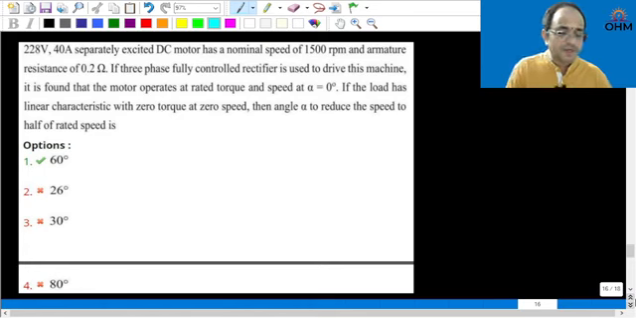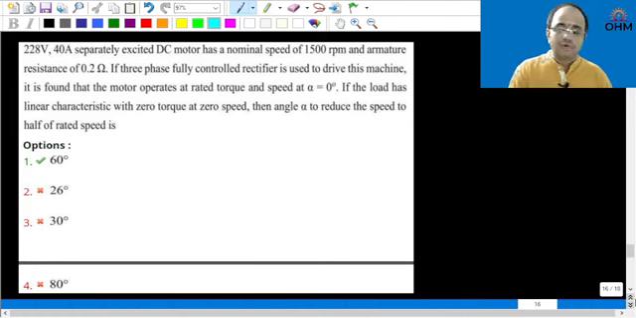A 228 volt, 40 ampere separately excited DC motor has a nominal speed of 1500 rpm and armature resistance of 0.2 ohm. If a three-phase fully controlled rectifier is used to drive this machine, it is found that the motor operates at a rated torque and a rated speed at firing angle alpha equal to 0 degree. If the load has linear characteristics with 0 torque at 0 speed, what is the angle alpha to reduce the speed to half the rated speed?